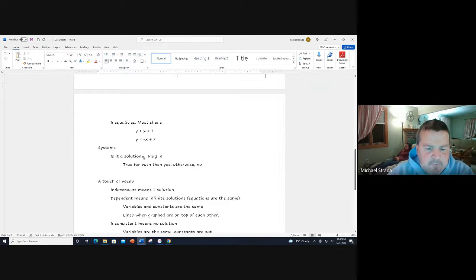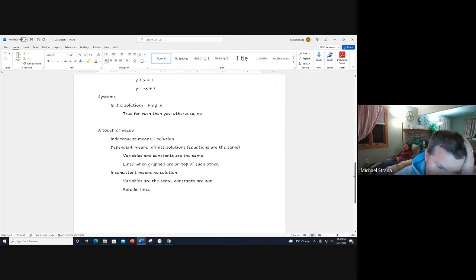All right. Systems, is it a solution? You're going to get systems problems, plug it in. So they're going to give you an X value and a Y value as an ordered pair. Remember from your graphing and plotting points, X is your first number, Y is your second number. If it's true for both equations, in other words, if they both come out to be equal, 3 equals 3, 8 equals 8, then it's true. If even one of them is not true, then no. All right, so all you're doing in that group is plugging it in.